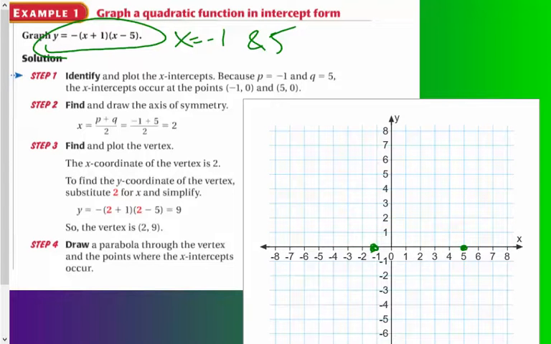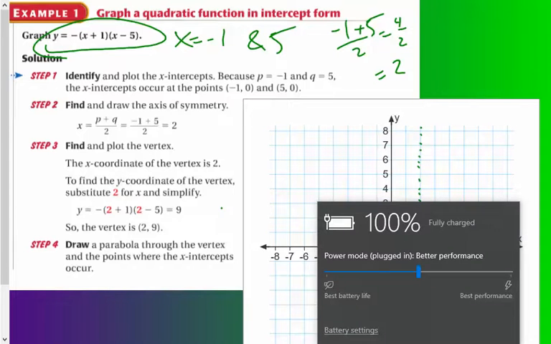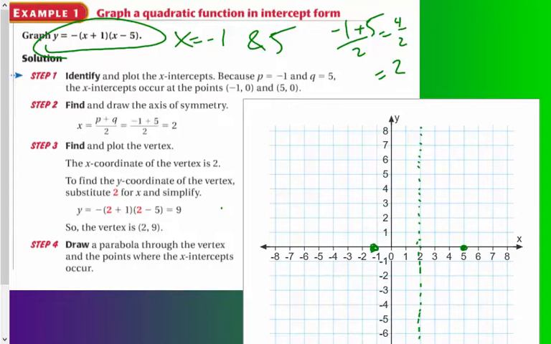Now our graph is symmetrical, so we can find the middle of those, and just basically that's the average. -1 plus 5 divided by 2, that's 4 divided by 2 equals 2. That's going to be our axis of symmetry right there. So we're going to dot this line in here because that's where the graph is symmetrical about. Now I want to find the vertex. That's the last step. You only need 3 points when you're doing intercept form. It's kind of a nice one.